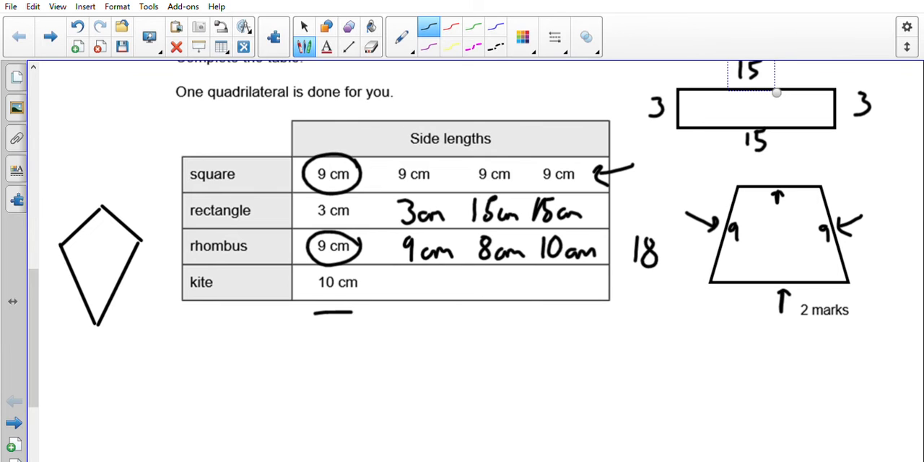So one of my other sides, let's say this one here, this is our 10 centimetres we've been given. This one here is also going to be 10 centimetres. I'll have the right way around. Okay, that's used 20 centimetres of my 36 centimetres, which means I have 16 left. That has to be shared equally between here and here, which means that both of those are going to have to be 8 centimetres.